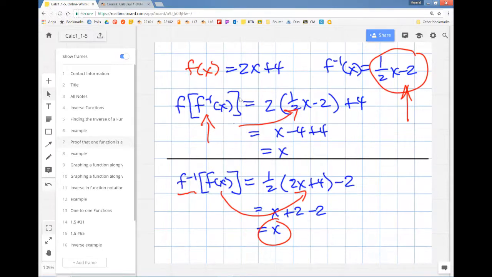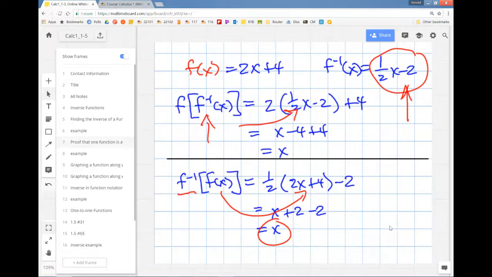In this case, we have to plug the 1/2 x minus 2 in for the x of the function. So 2 times the quantity 1/2 x minus 2, plus 4. And you can see that when you simplify it, you really do get x. And it should work when you do the opposite, and that is compose the inverse with the original function. So now you have to plug 2x plus 4 in for the x in this function, and you can see it works in both cases.